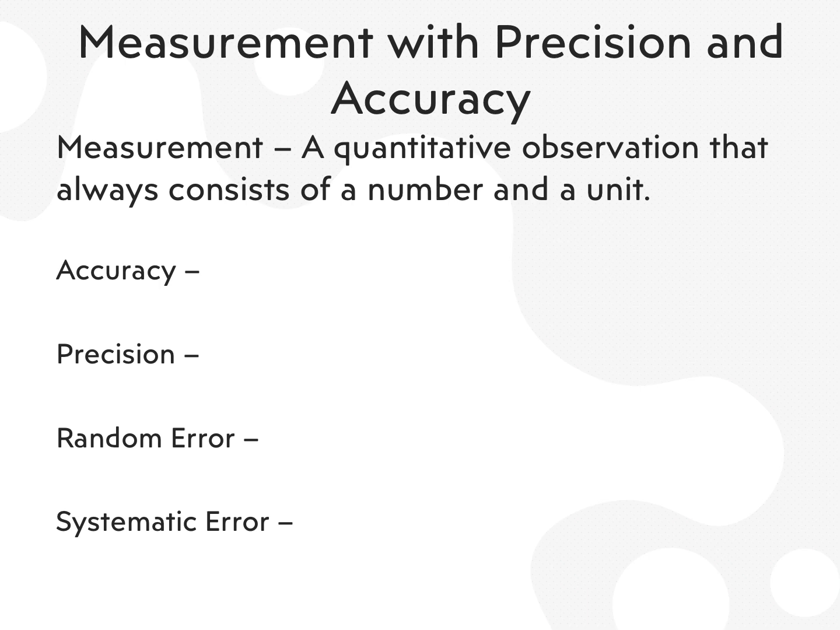So first of all, measurement is a quantitative observation that always consists of a number and a unit. For every measurement you use, you need a number and you need a unit. Those units become excessively important as we go through. You need to know exactly what you're talking about, not just how many of the thing that there are. But those measurements can be accurate or precise. So we'll start with accuracy.